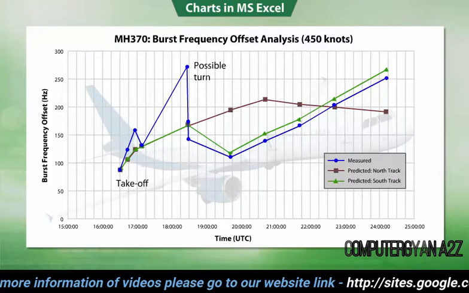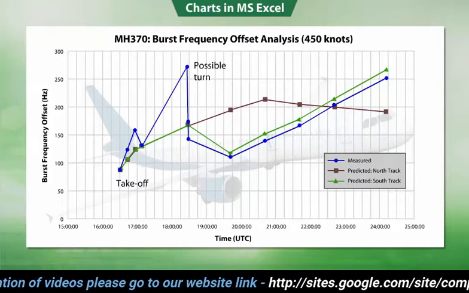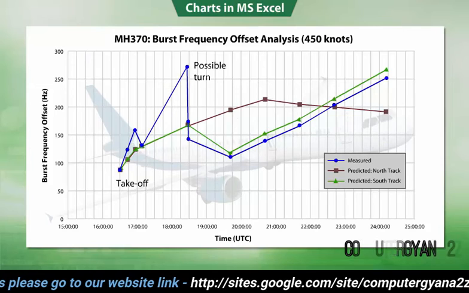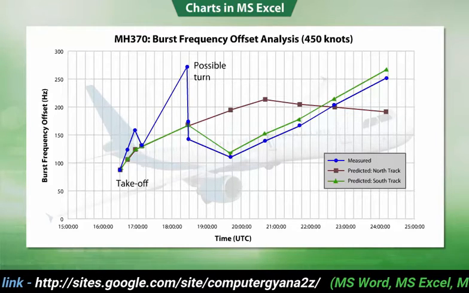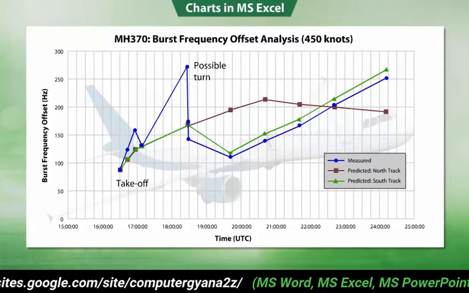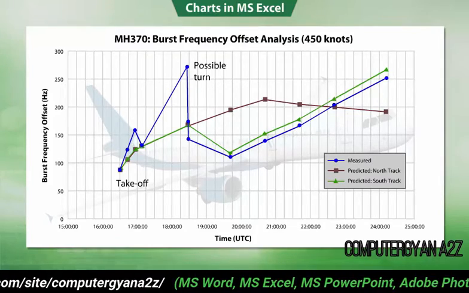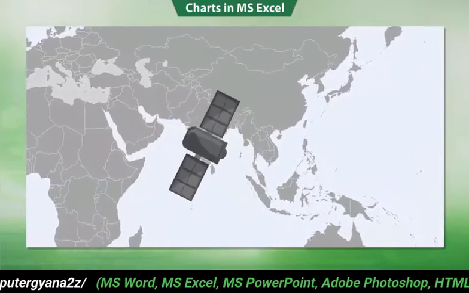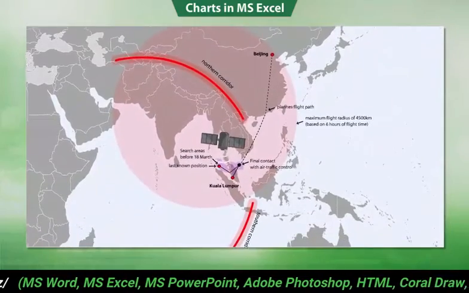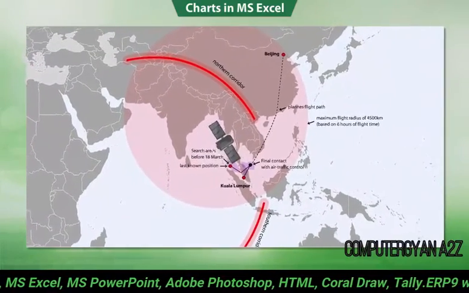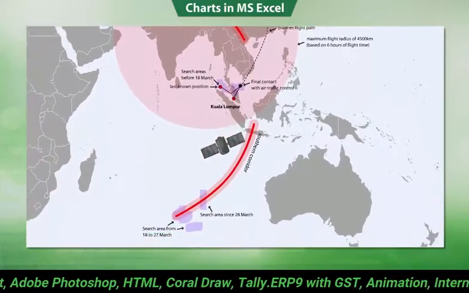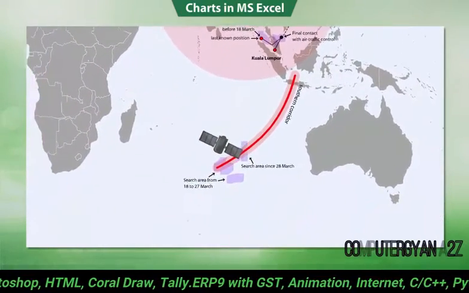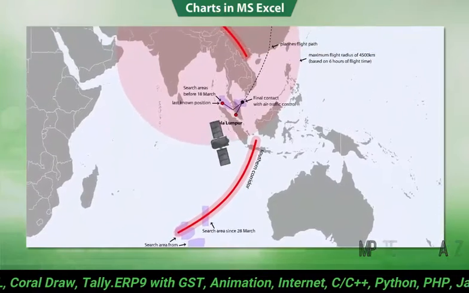Satellite data of the flight signal or burst frequencies prior to its disappearance were plotted to predict the track after disappearance from radar. Data analysis thus resulted in potential search areas. Charts thus turn numbers into shapes and help you to draw conclusions easily.